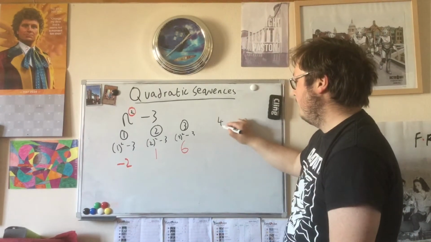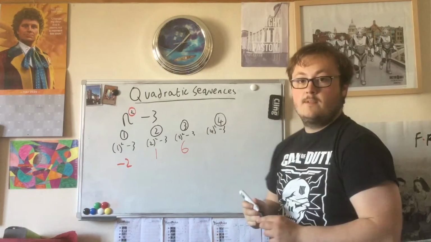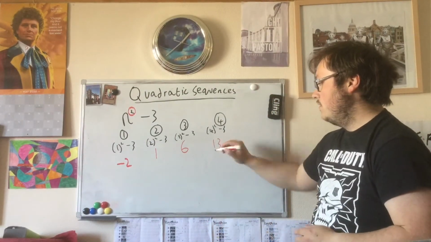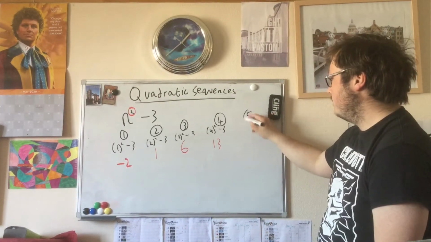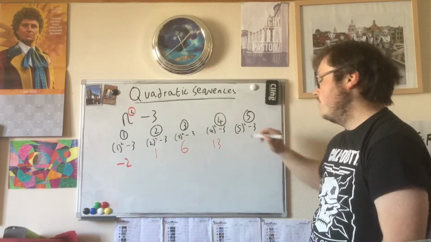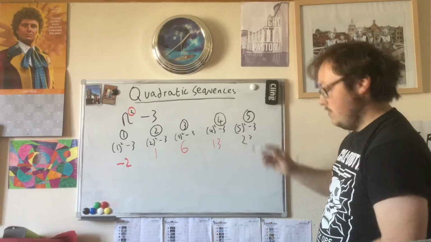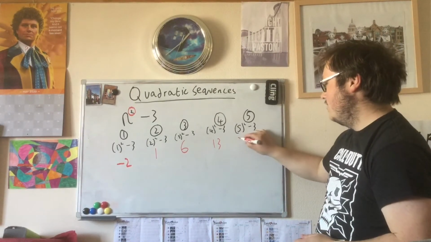Fourth term. 4 squared minus 3, well 4 times 4 is 16, minus 3 gets us 13. And the fifth term, 5 squared minus 3, well 5 times 5 is 25, minus 3 gets you 22.